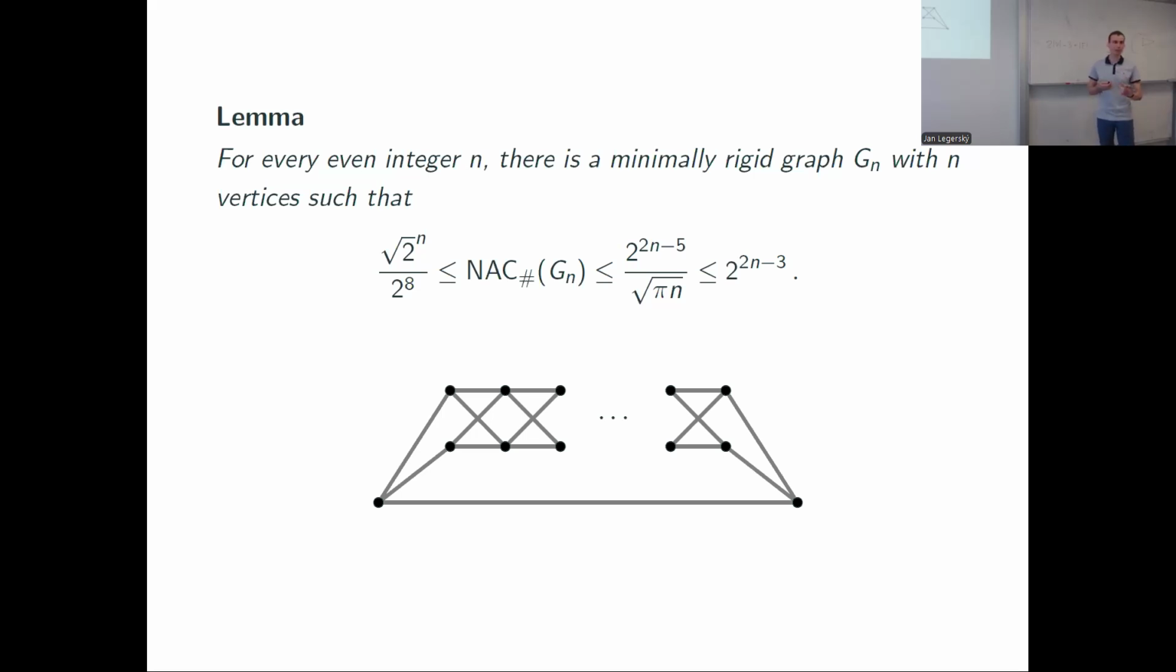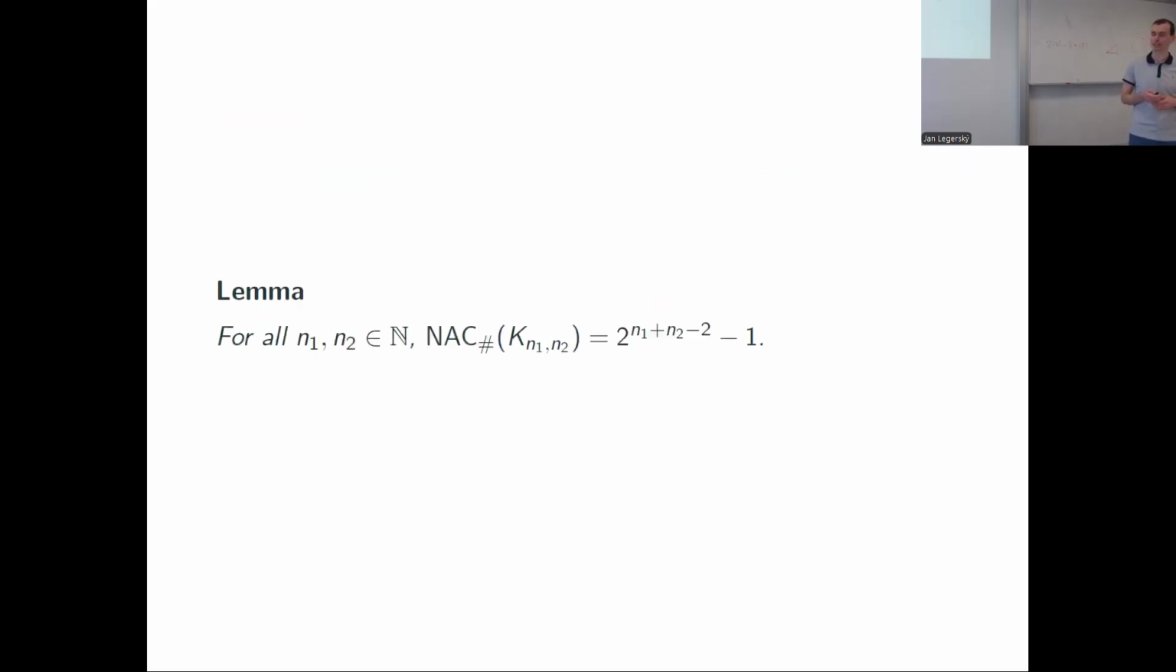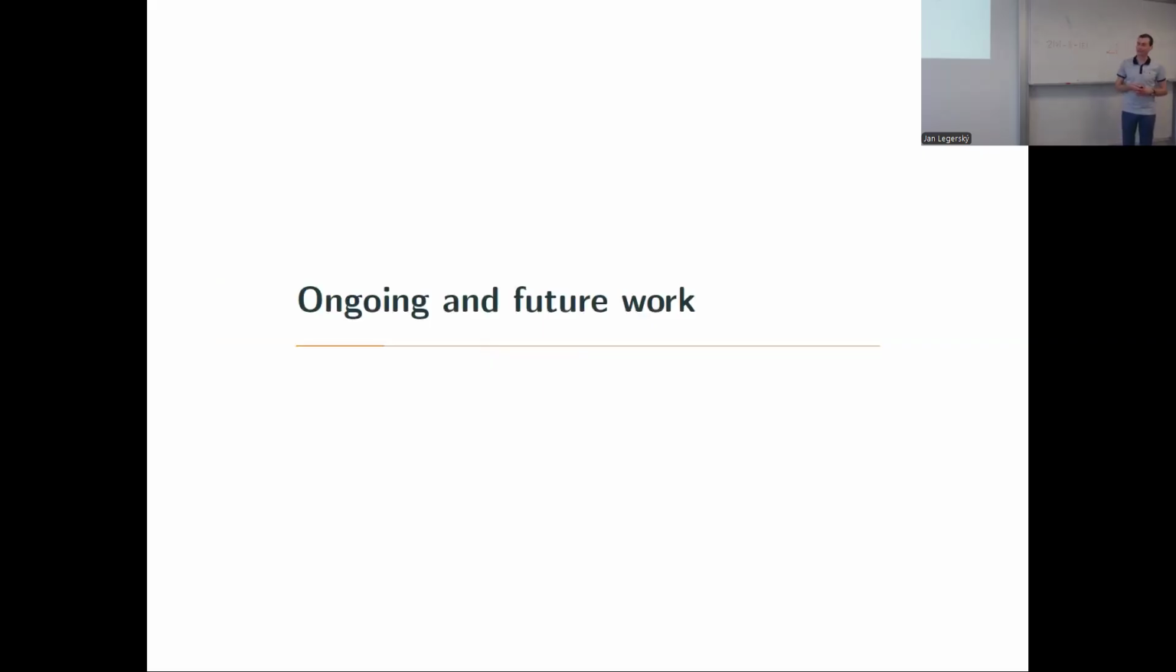So this is minimally rigid graphs, and in the class of rigid graphs, so they have more edges than in the minimal case, we looked at the complete bipartite graphs on N1 and N2 vertices, and there we can compute exactly. They have this number of NAC-colorings, which is still much less than the general bound, because the number of vertices here is N1 plus N2, so I have 2 to the N, but the general bound is 4 to the N, so there's still a gap. Yeah, so that's what we have done so far.